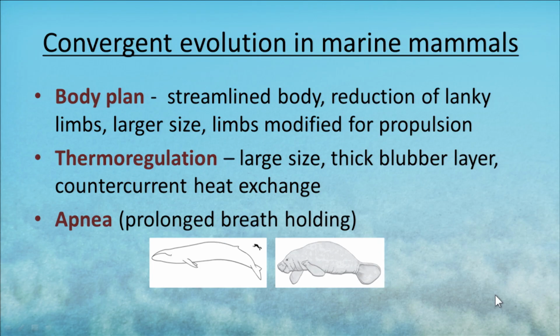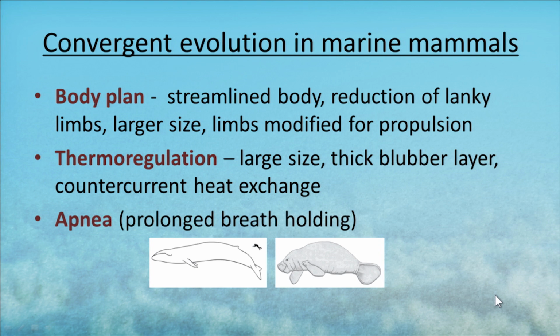All right, so let's go ahead and talk about some of the things that you might have seen. The body plan example is the most obvious. For example, you tend to see a very streamlined body. You have a reduction of lanky limbs. So for example, a human, we have lanky limbs here. Marine mammals don't need that. It gets in the way. And so you see a reduction of those lanky limbs.